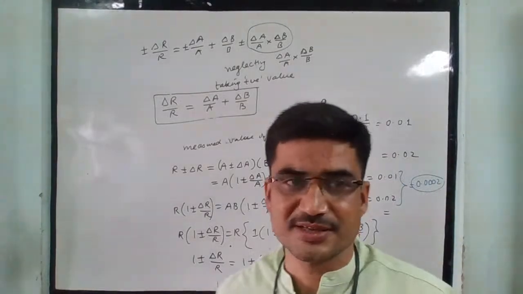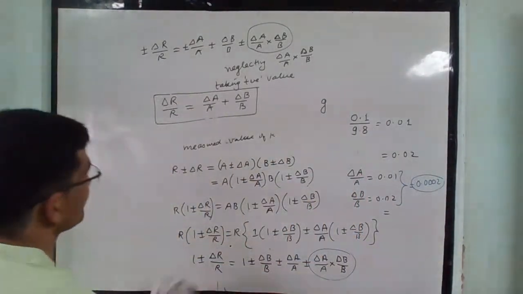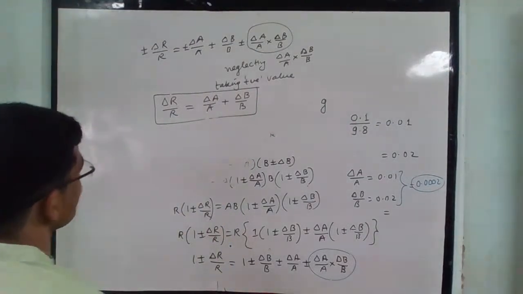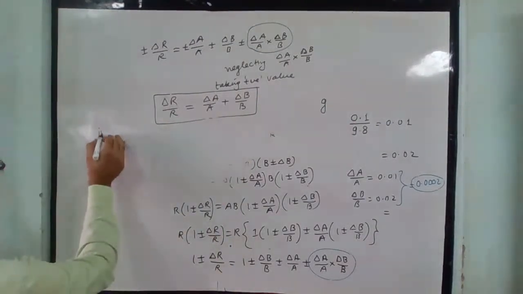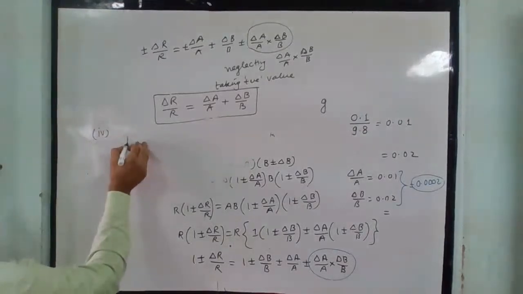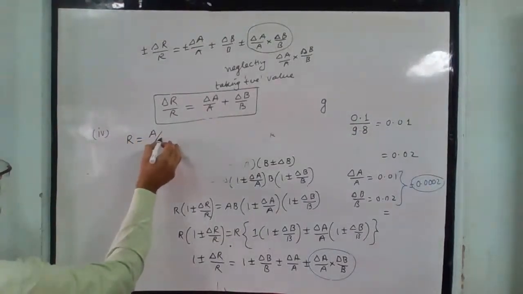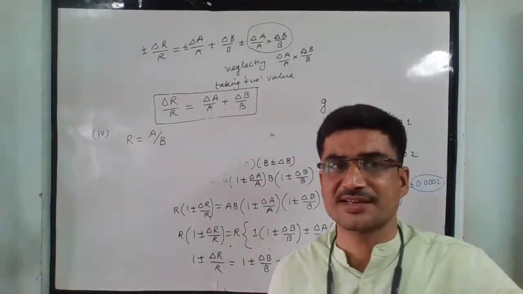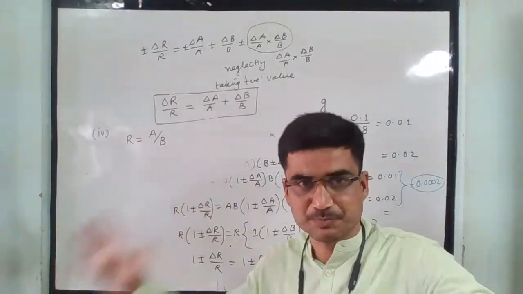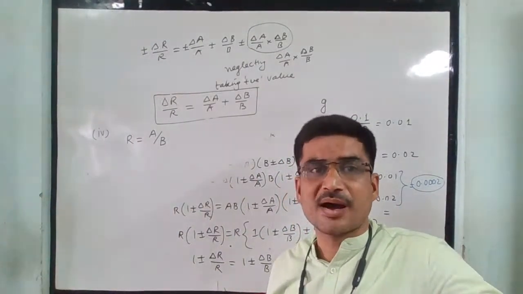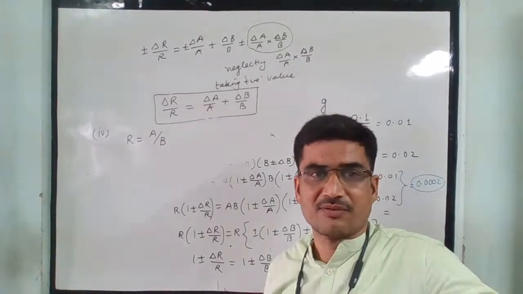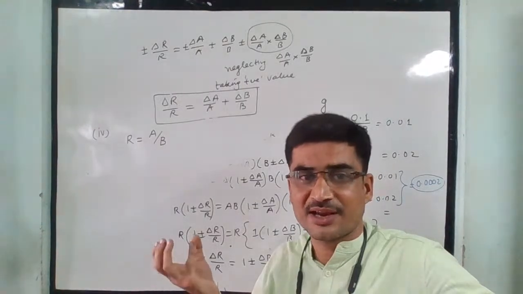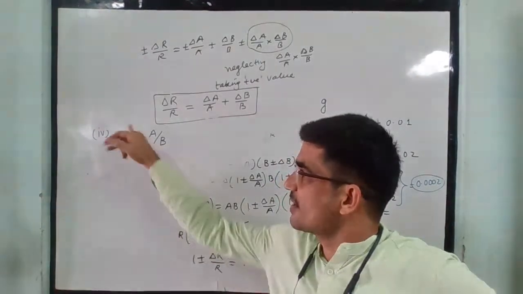Next we will discuss division. So the fourth one: in a division, any physical quantity is given by R equal to A divided by B. Suppose such a quantity is given. What is the relative error in A? What is the relative error in B? And how are the errors associated while calculating R?